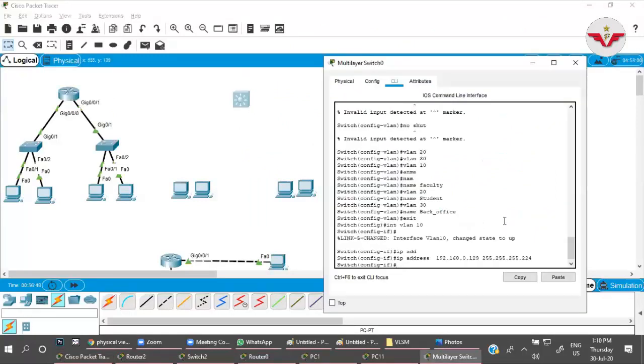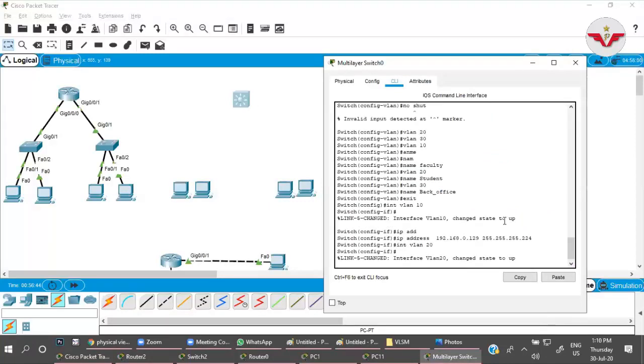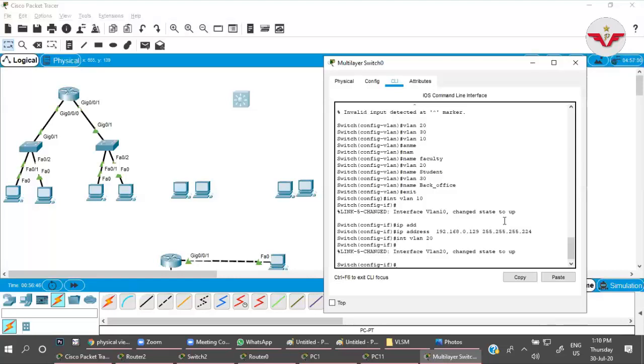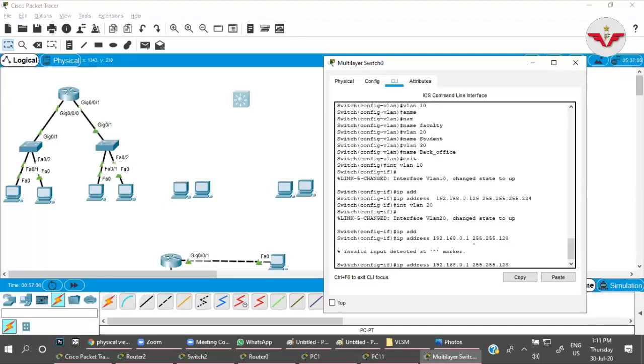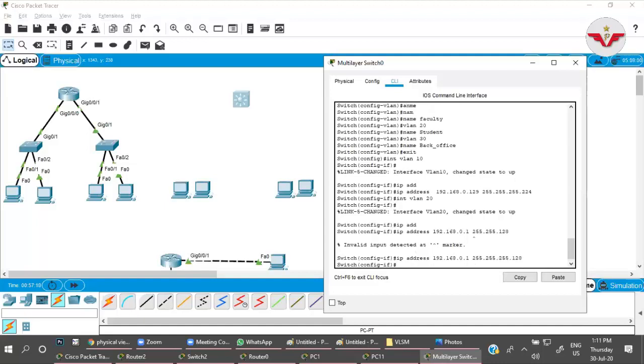Done. Now int VLAN 20, IP address. VLAN 20 is for student network. So for student, I had a network of 0.0. So 0.1, I'm going to give the IP to the switch, 255.255.255.128. Okay, 255 is missing. 255.255.255.128. Done.